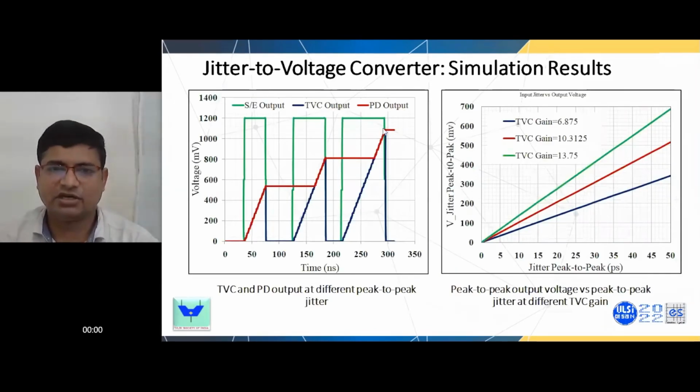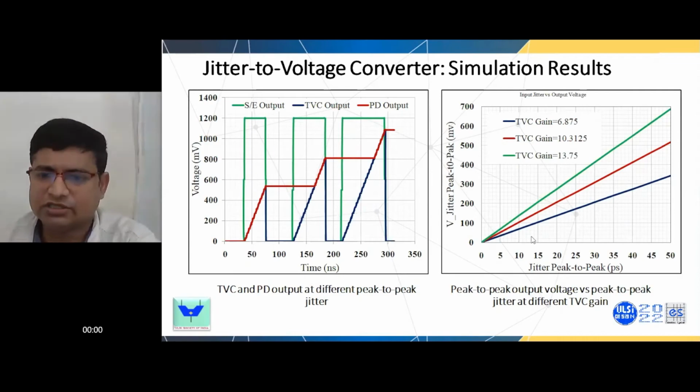And this is the result. This is for different jitter cases, how the TVC output is changing, and also the peak detector output. So this is the peak TVC output. This is the peak one. The peak detector is detecting the peak value, and it stays at that point. Again, when there is a peak, it detects and stays. So in this way, we are getting the outputs.